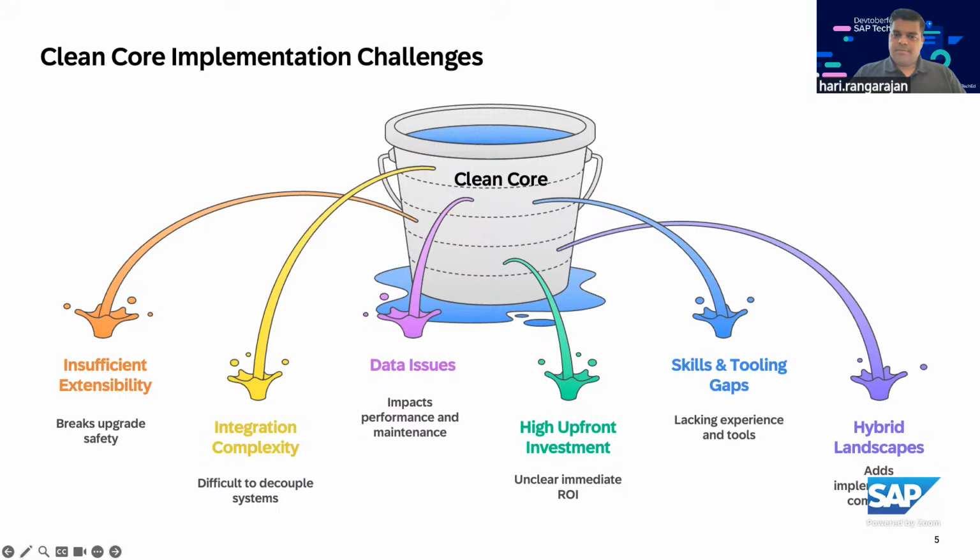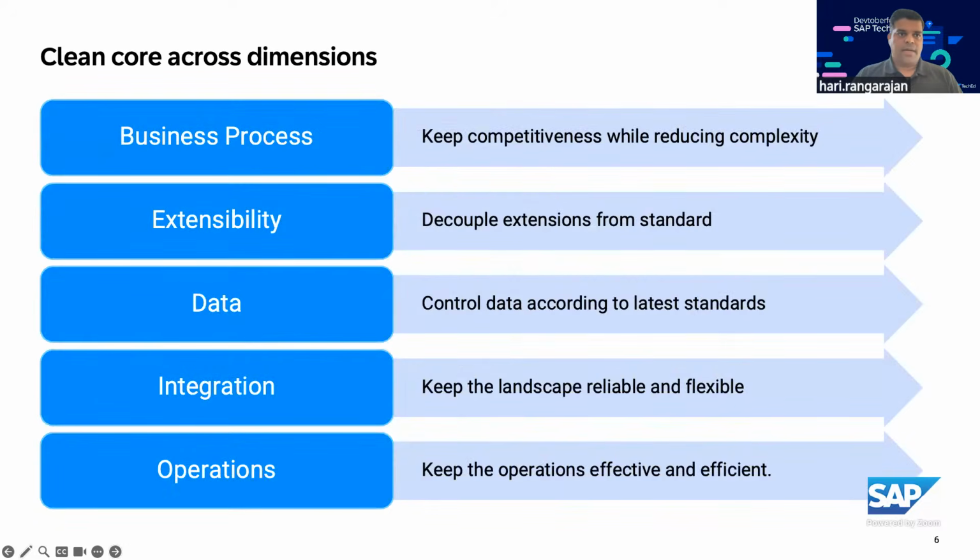Having talked about that, let's look at how clean core works across dimensions, right? Let's talk about the different ways to achieve clean core, and then we'll deep dive into one of them specifically. So, clean core can be spread across 5 different dimensions. The business processes. Clean core does not mean that you can't be competitive. It means limiting complexity in processes, staying close to SAP's standard best practices, reducing your variant or custom workflows to only what is really essential.